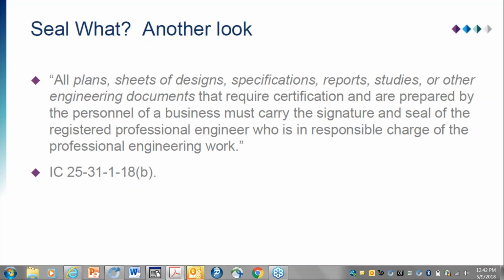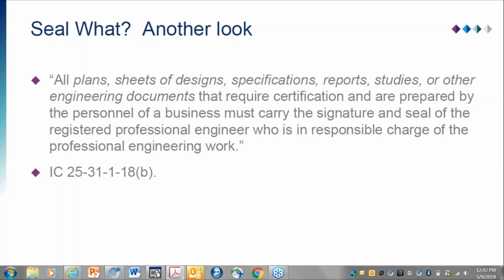So just to take another look at what you're sealing, here it's laying it out in the statute. Plans, sheets of designs, reports, studies, all this kind of stuff. And it's got to be the registered professional engineer who is in responsible charge of the project, of the work, not somebody who just happens to have that Indiana license in your office, but who otherwise didn't do anything.